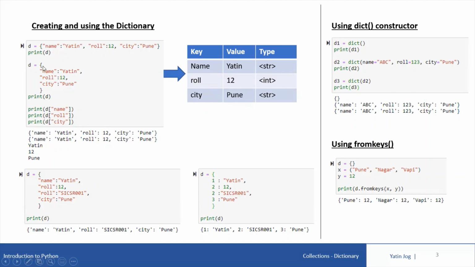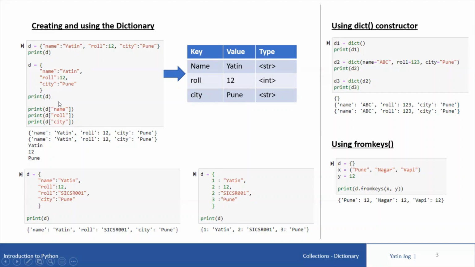Now, if you have multiple key value pairs, you can declare and define the dictionary object on multiple lines also, where each line can contain a separate key value pair like this. So D equal to opening curly bracket, and then you can mention the first element as key value pair, name Yatin, comma. On the second line, you can have the second key value pair, then the third key value pair, and so on, and then closing curly bracket. If you say print D, it will print the same content on the screen. So this is just another, easier way to declare, define, and understand the key value pairs inside a dictionary.